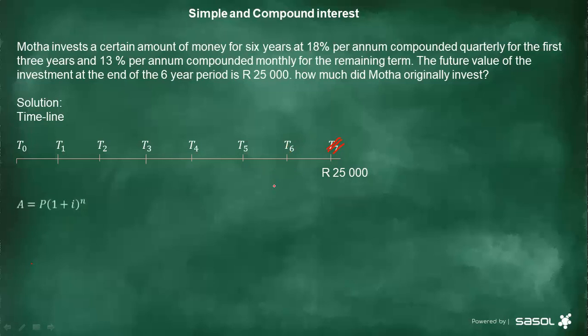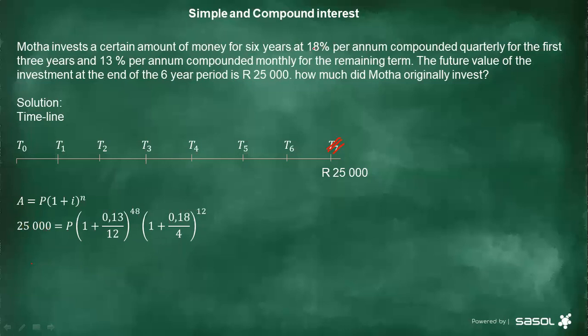Now let's see how we calculate that. First, we write the compound interest formula, and thereafter you substitute the values, because remember P is the initial amount, the money which was invested. So that's what we are looking for. We are in need of P in this case, and the value of A is 25,000, of course.